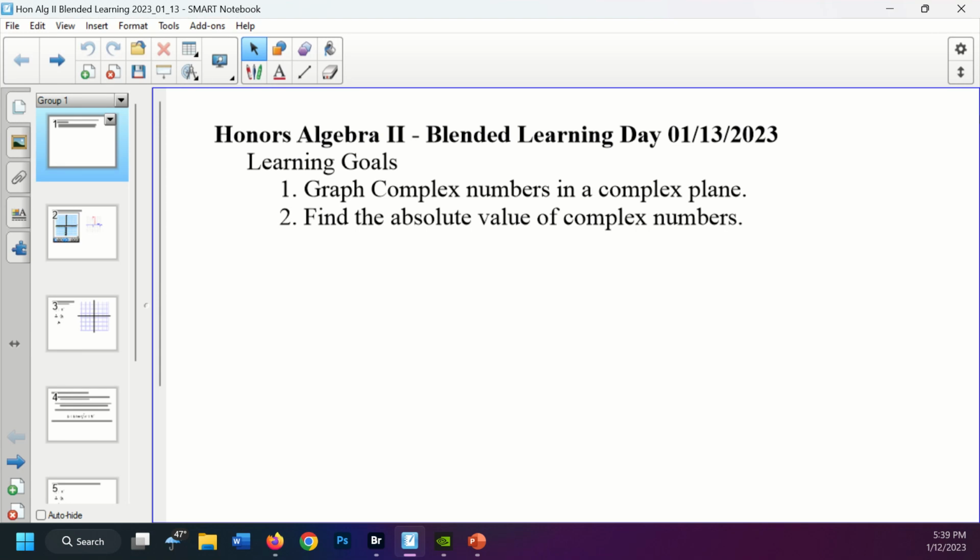Okay, good day. This is the Honors Algebra 2 Blended Learning presentation for January 13th, 2023. Our learning goals are graphing complex numbers in a complex plane and finding the absolute value of complex numbers. I want to keep this short, so let's get right to it.